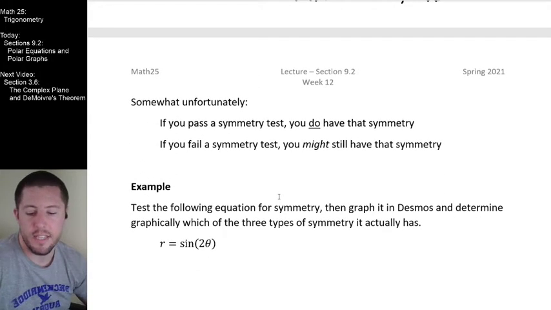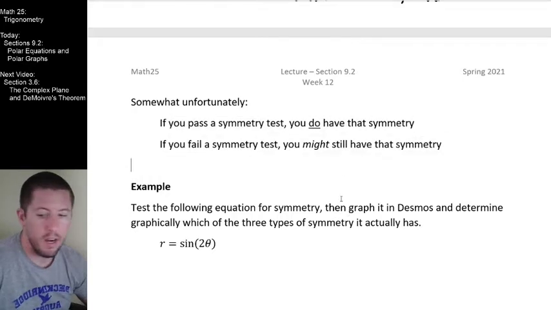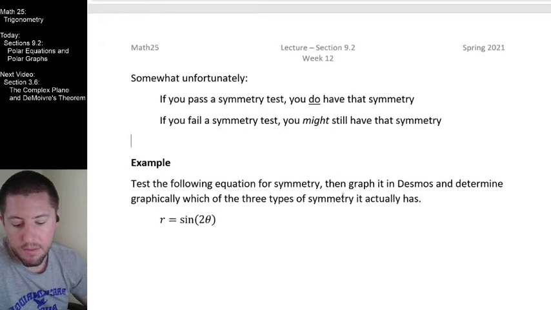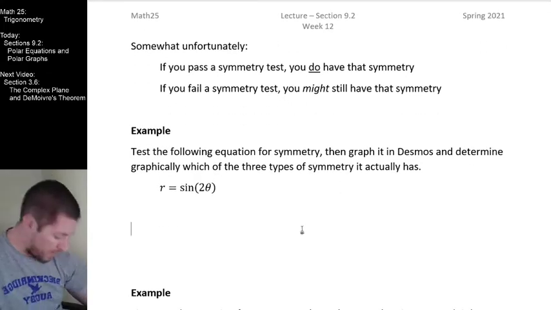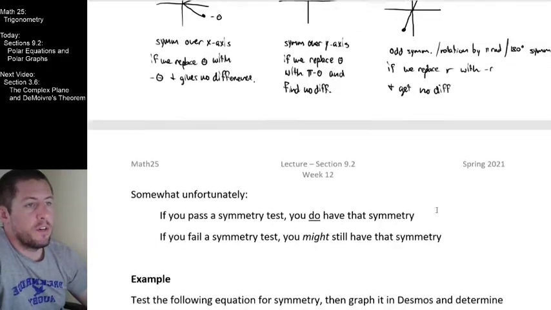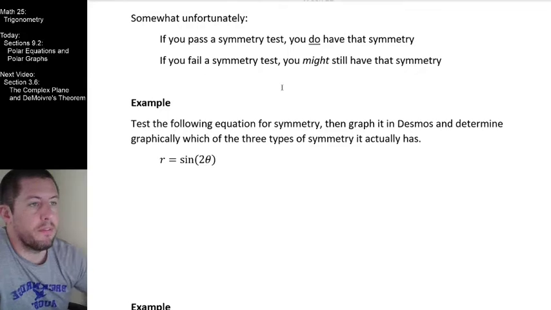So let's go ahead and do an example here, and this is an example of mostly this pass-fail business right here. So let's go ahead and check this thing for our three types of symmetry that we have right here, and see what we end up seeing. Our first symmetry test says swap out theta for negative theta and simplify.